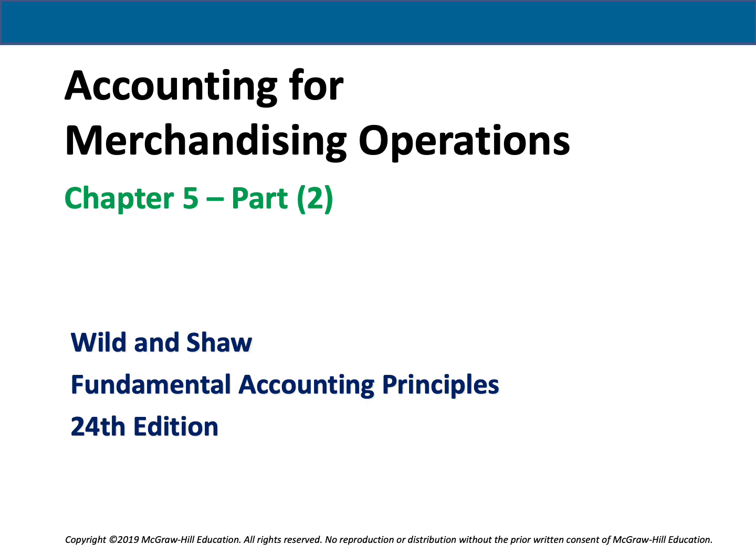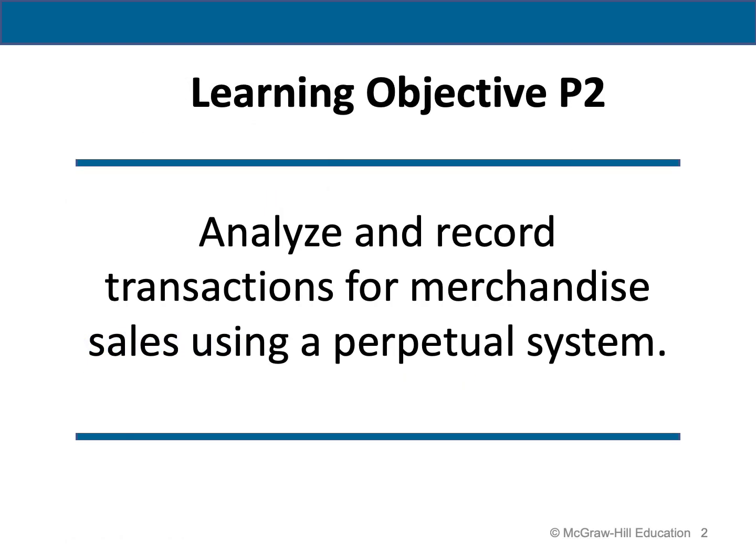In this video, I'm going to explain Chapter 5, Part 2. The chapter title is Accounting for Merchandising Operations. The fourth learning objective in this chapter is to analyze and record transactions for merchandising sales using a perpetual system.